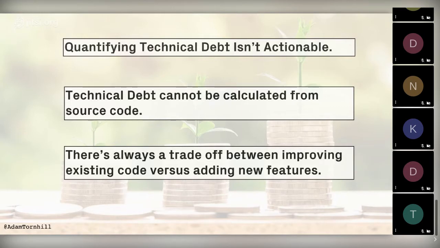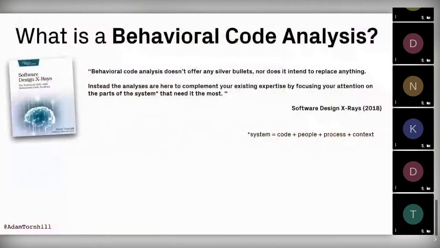So with all of that said, how do we prioritize? Well, behavioral code analysis offers a very different perspective. So let me try to define what behavioral code analysis really is. And I actually like to start by quoting myself from Software Design X-Rays, and I think this is really important, and it sets the context for what I'm going to show you soon. Because to me, behavioral code analysis has never been about any silver bullets.